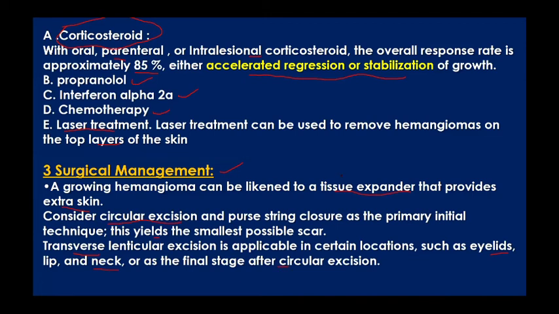Excision is very important. It is the surgery. Sometimes the best or golden rule for excision of hemangioma is to do it after we use sclerotherapy.